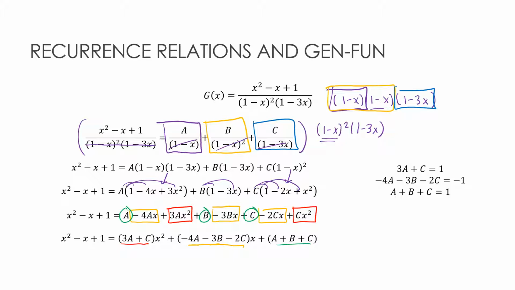So what does this tell me? Well, the coefficient of x squared is 1, so I've made an equation: 1 is equal to 3a plus c. Then I looked at the yellow and said negative 1 is equal to negative 4a minus 3b minus 2c. And then I looked at positive 1 is equal to a plus b plus c.